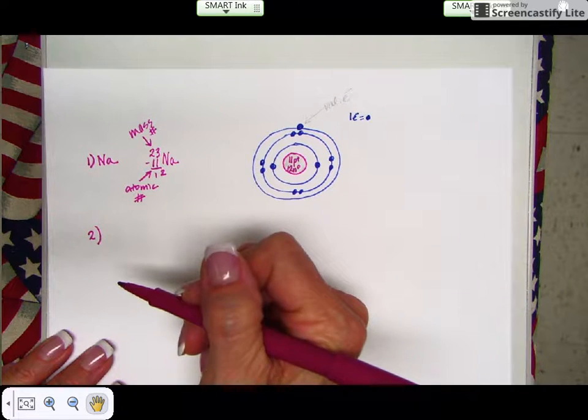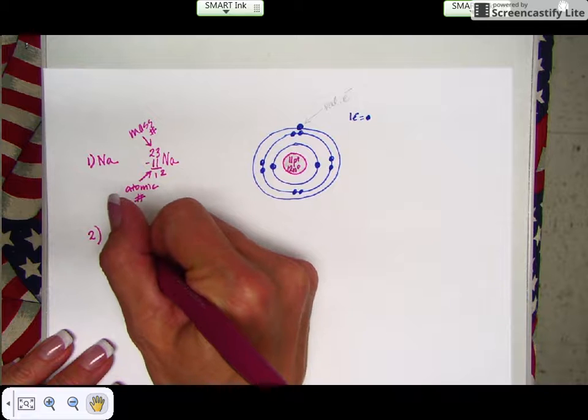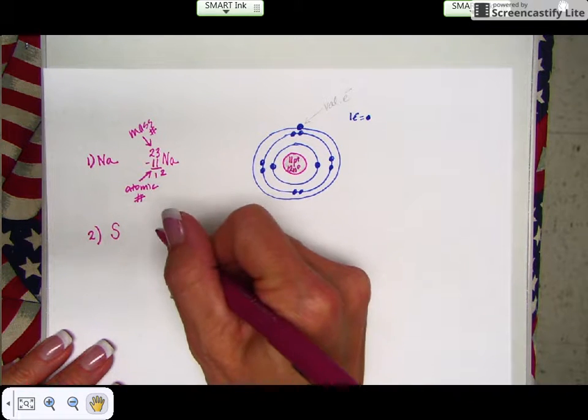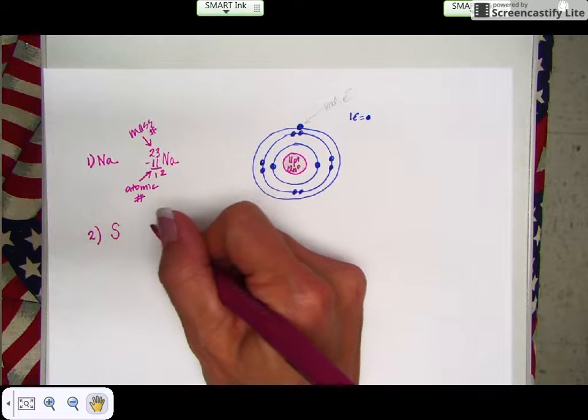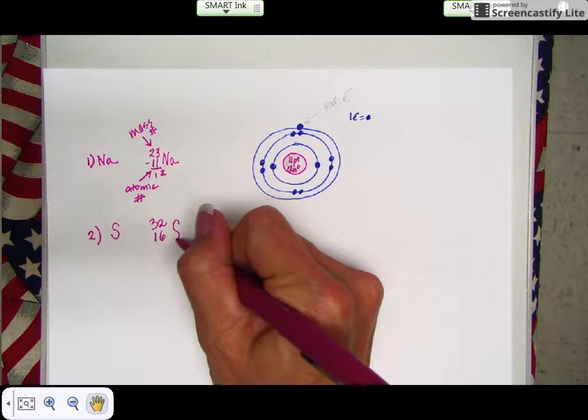All right, let's look at another example. Let's look at sulfur. We'll do sulfur. So the nuclear notation for sulfur is going to be 32 over 16 S.